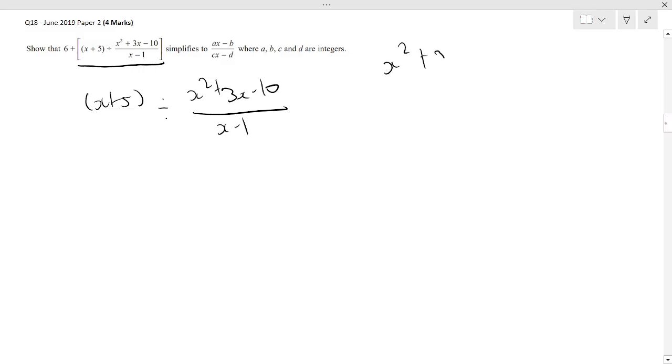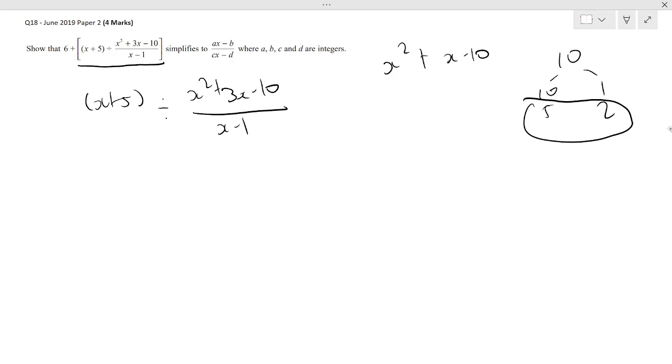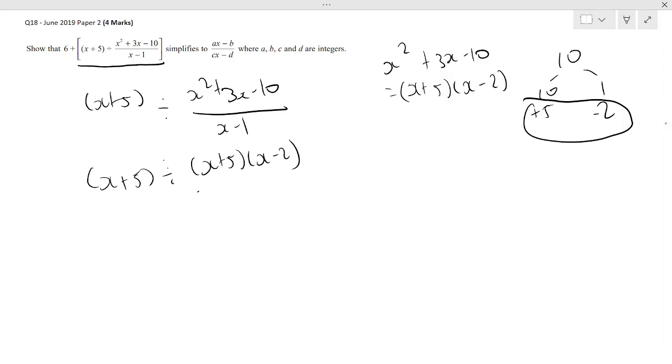Let's have a check. So 10, well, the factors are 10, 1, and then 5 and 2. Well, this is going to add somehow to get me 3, isn't it? Okay. Well, I think if we take positive 5 and negative 2, that will add to give 3 and multiply to give minus 10. So therefore, we'll say x plus 5 and x minus 2 are the factors. Okay. And then you could expand it out if you wanted to test it, but that should be right. So therefore, this then becomes x plus 5 divided by x plus 5, x minus 2, over x minus 1.